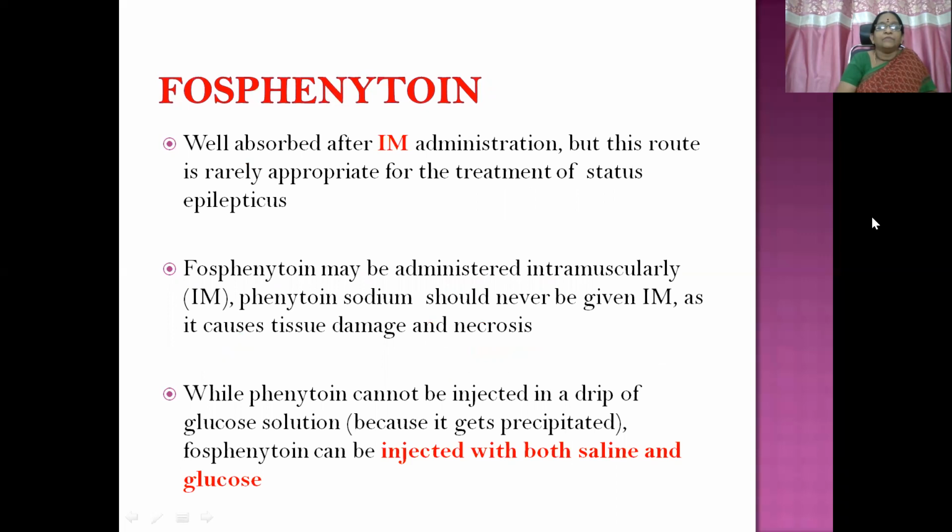Well absorbed after IM administration, so it is also used for status epilepticus management. Fosphenytoin may be administered intramuscularly, whereas phenytoin sodium can never be, because it gets precipitated in the muscles and gives rise to tissue damage and pain also. While phenytoin cannot be injected in a drip of glucose solution, fosphenytoin can be injected with both saline and glucose. This is the difference. IV can be given, IM can be given, and it can be given along with glucose also.